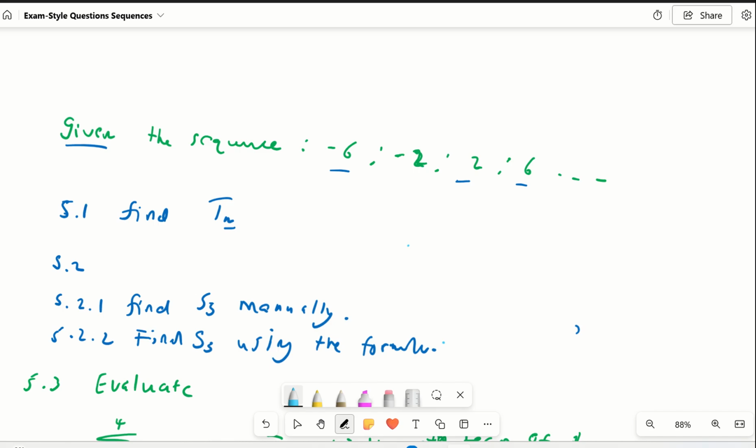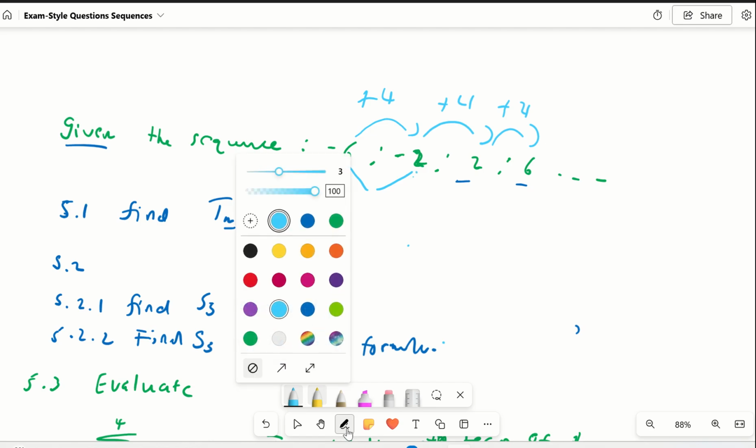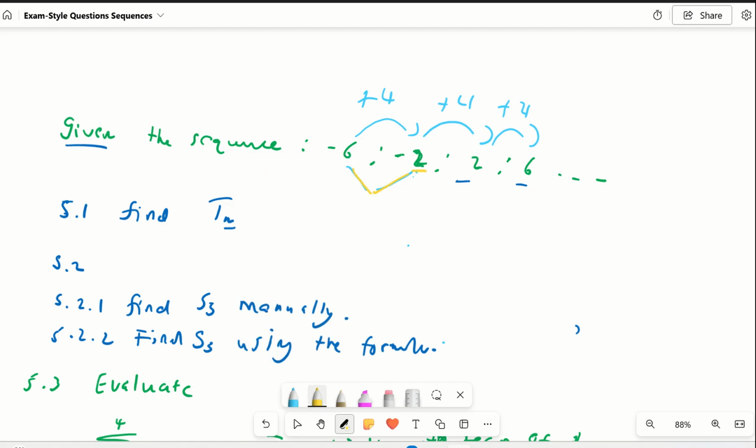Why? Because there's the same number between successive terms. You realize that to move from minus 6 to minus 2, they added a 4. To move from minus 2 to 2, they added a 4. They also added a 4 onto 2 to get the 6. If you don't see it with the naked eye, you just go the next number minus the previous number. So minus 2 minus the previous number. What is the previous number? Minus 6.